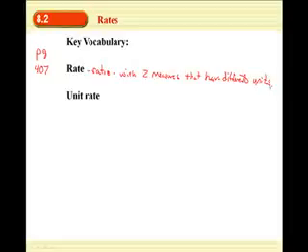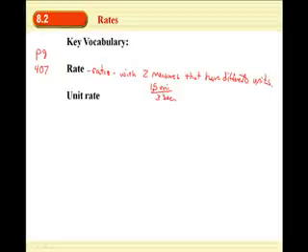Okay, so an example of a rate, the one they use in the book, is 15 miles in 3 seconds. So that's a ratio. There's your fraction, with the number on the top. They have different measurements. One is in miles, one is in seconds.